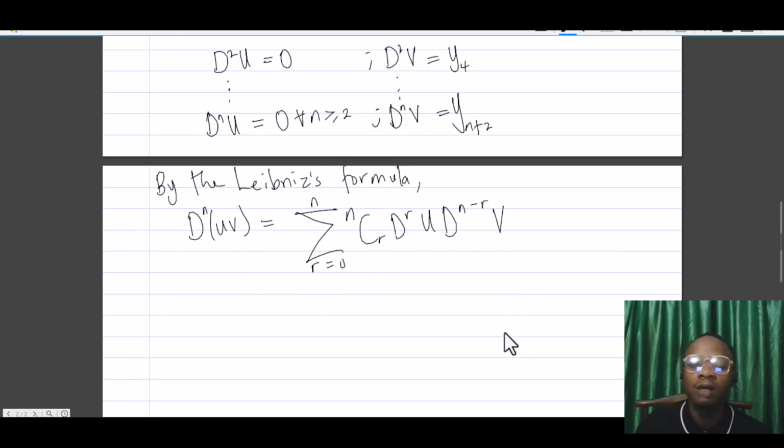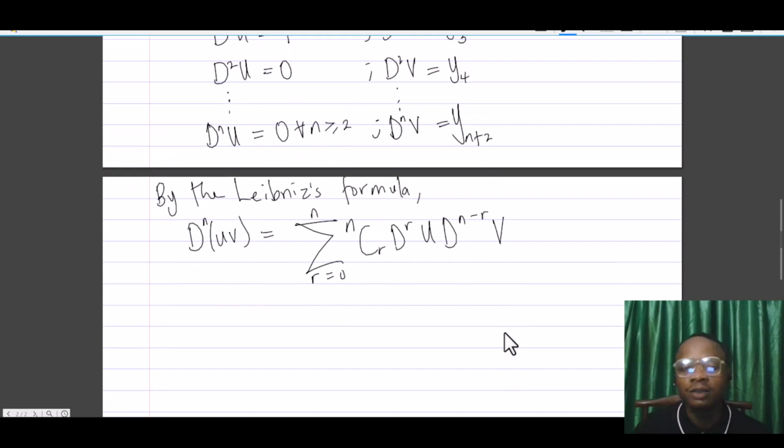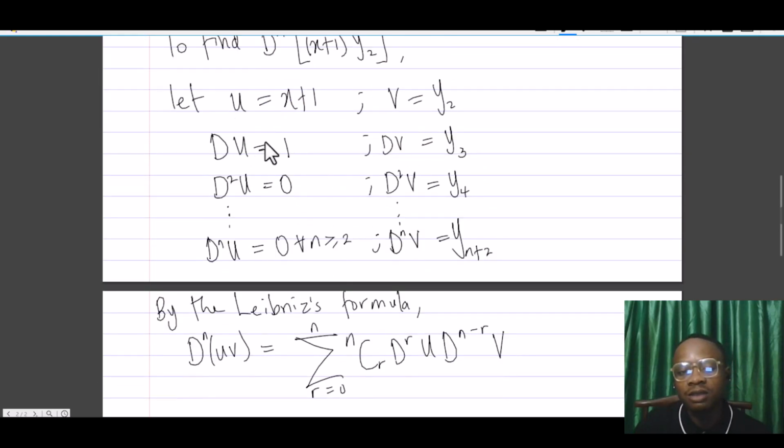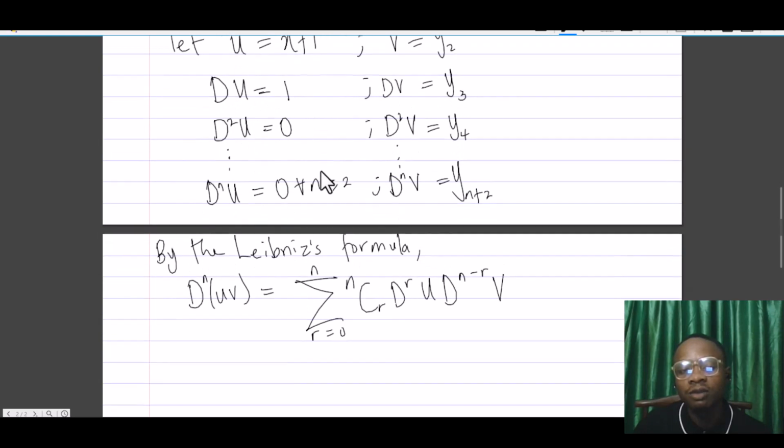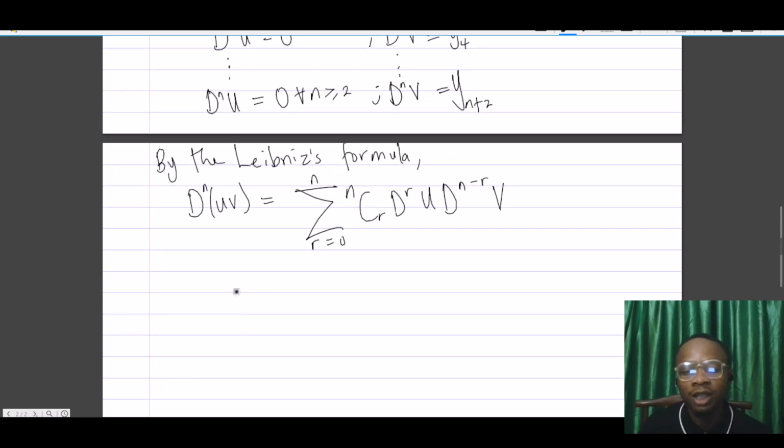So again, we expand this. We know that we just need the first few terms. This is just the first term and the second term, and anything going forward will be 0. So we don't need to do much here to get this result.